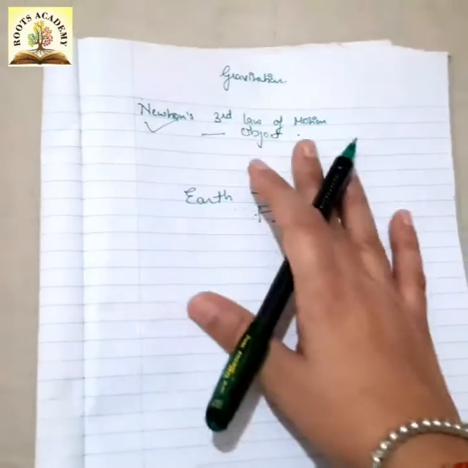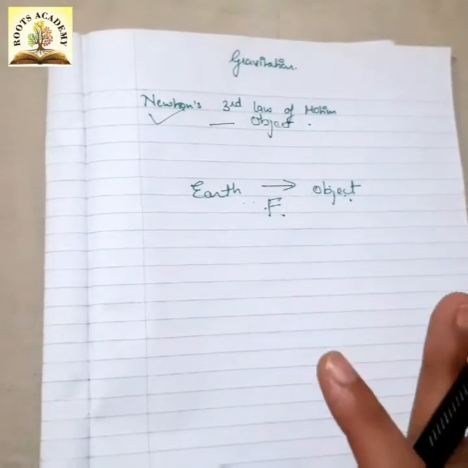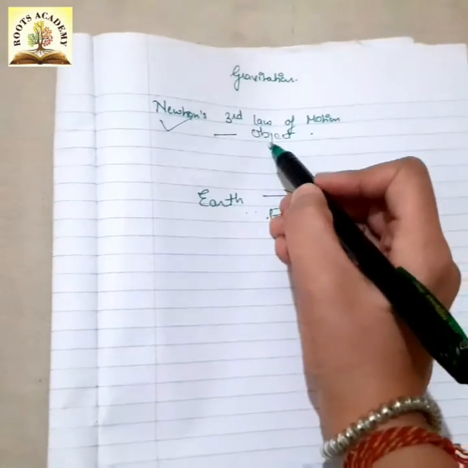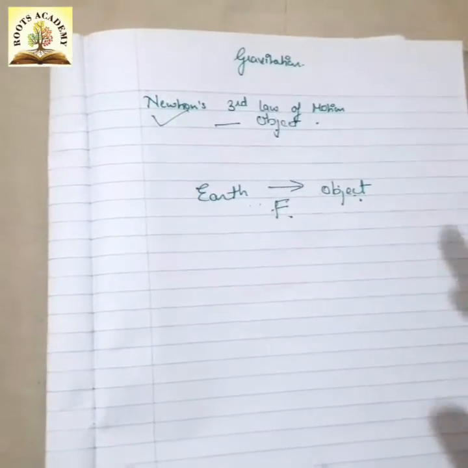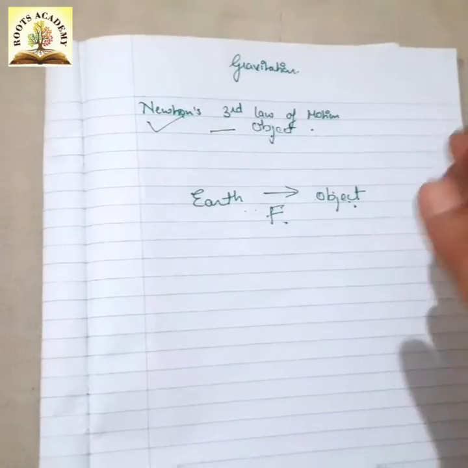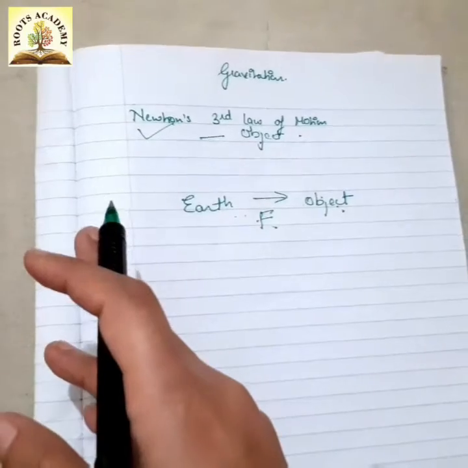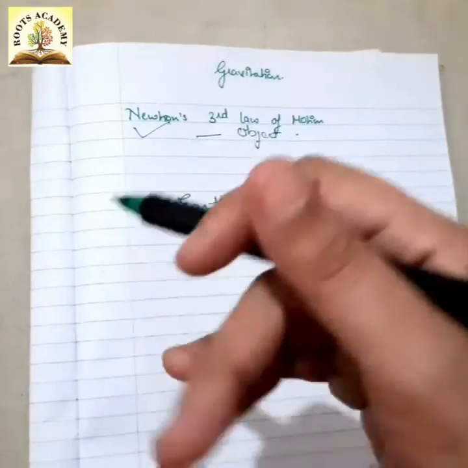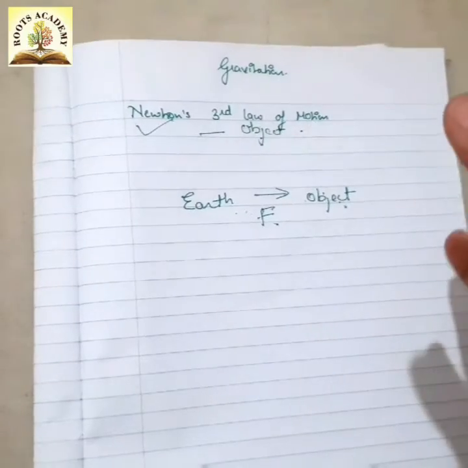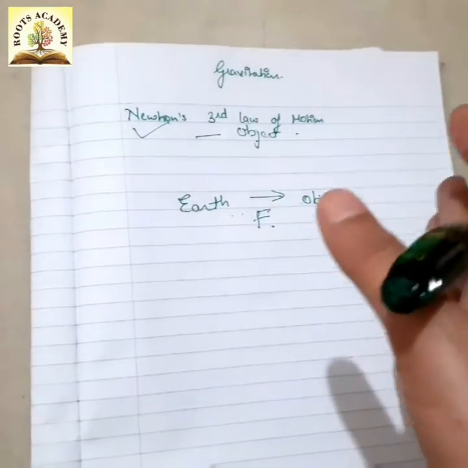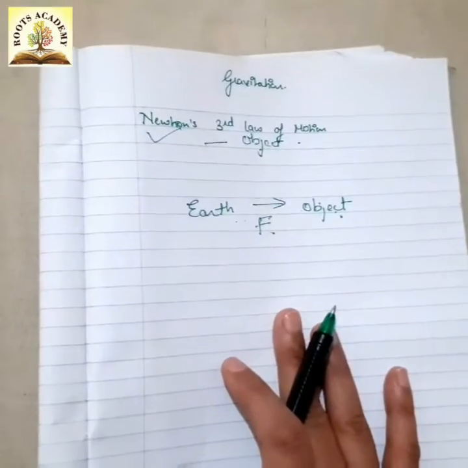Here I have written Newton's third law of motion. What is Newton's third law of motion? Everyone knows that if an object applies an equal and opposite force on another object, then the other object will apply the same equal and opposite force on the first object. If a certain object is applying a force on another object, then the other object will apply an equal opposite force to that of the first object. This is what we learn in Newton's third law of motion.